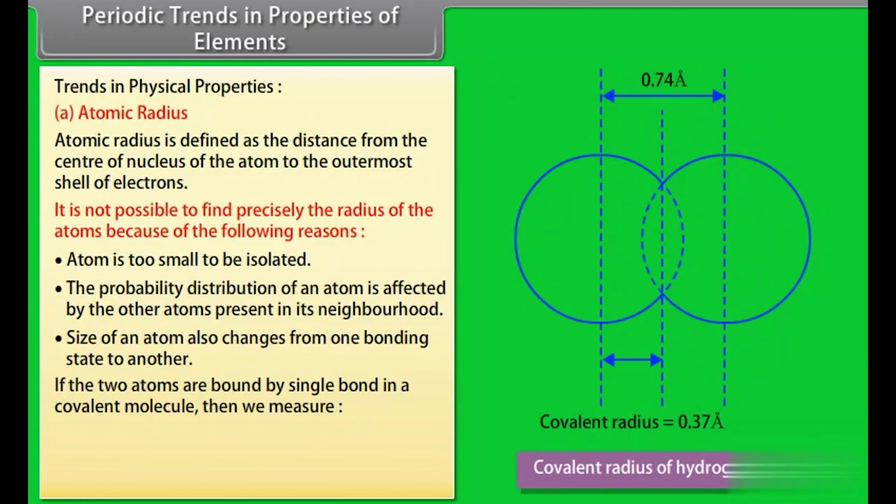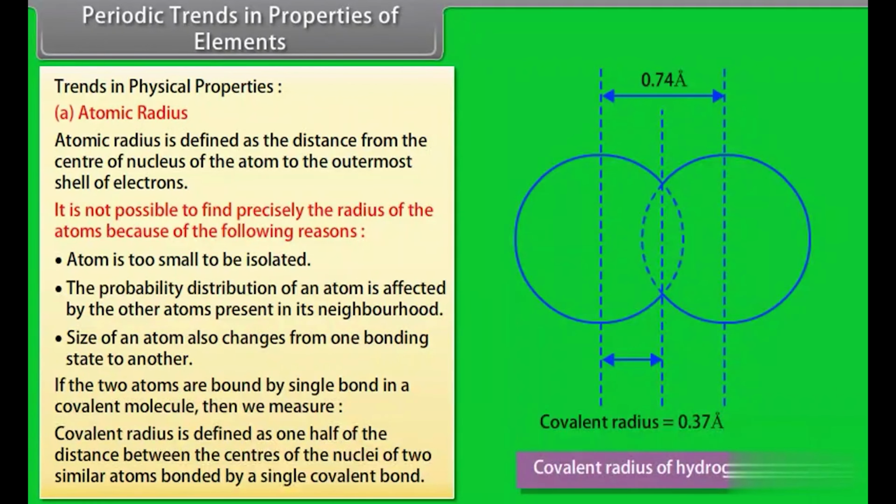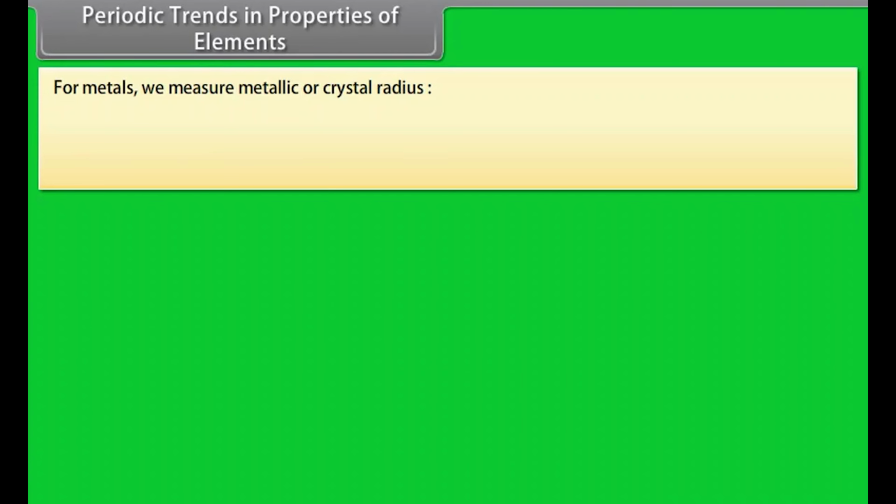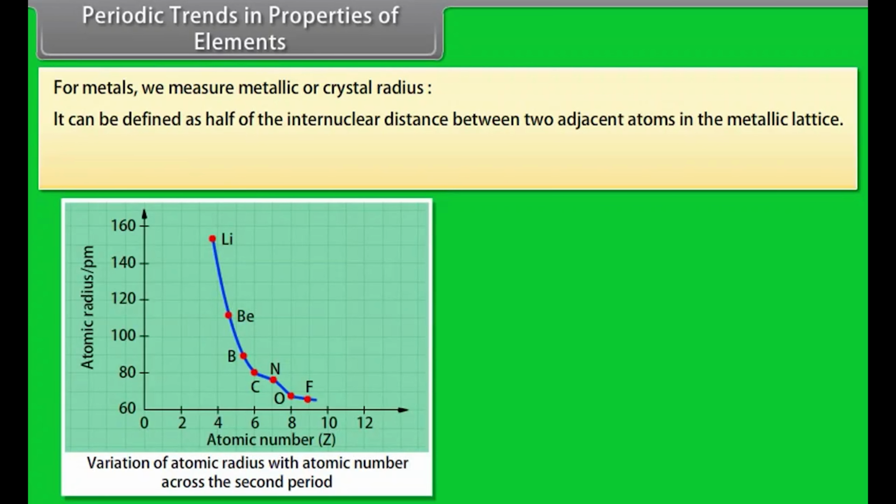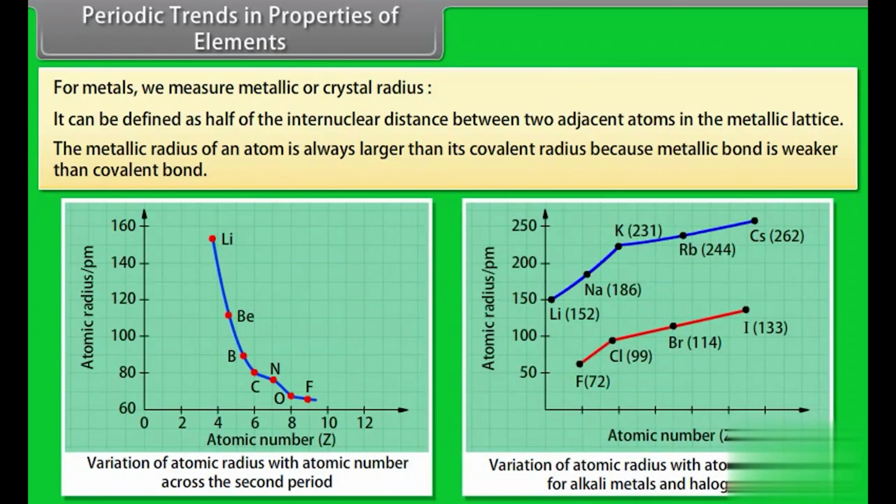If the 2 atoms are bound by a single bond in a covalent molecule, then we measure covalent radius. Covalent radius is defined as 1/2 of the distance between the centers of the nuclei of 2 similar atoms bonded by a single covalent bond. For metals, we measure metallic or crystal radius. It can be defined as half of the internuclear distance between two adjacent atoms in the metallic lattice. The metallic radius of an atom is always larger than its covalent radius because metallic bond is weaker than covalent bond.